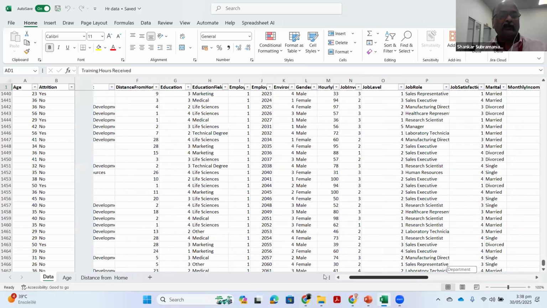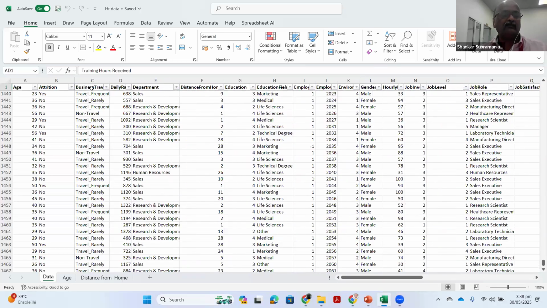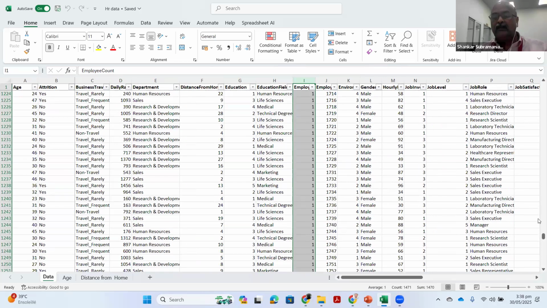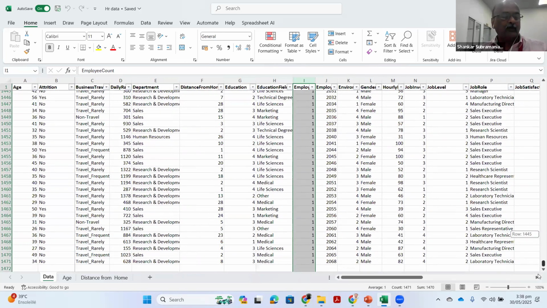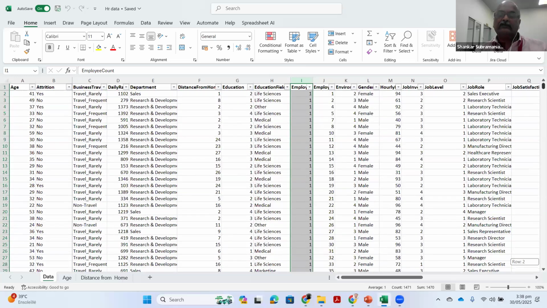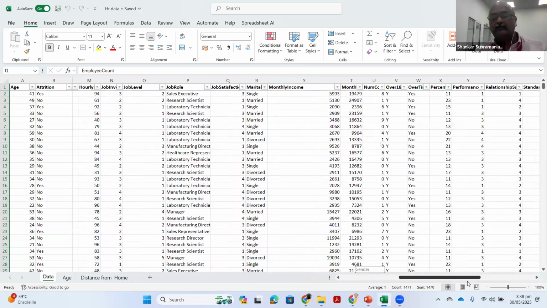So it will have many of these, like business travel of the person, the daily rate, which department the person belongs to, how much they are traveling from home, the education levels, the education field, then the employee count. It can be a large data set, it can be less data also. For example, this data set is about 1470 employees. So if you have a data set like this, what do you think? How will you proceed?